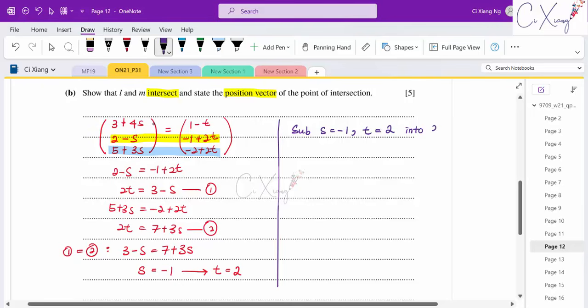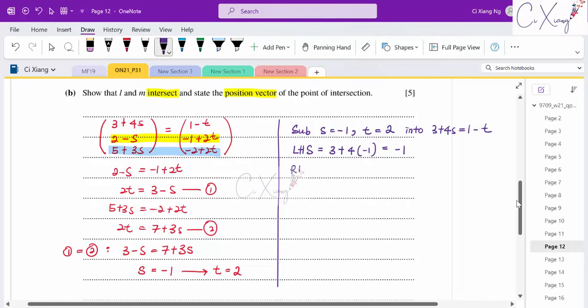Okay, so into 3 plus 4s equals to 1 minus t. So I want to check the value for the left-hand side and also the right-hand side. If I substitute into the left-hand side, I have 3 plus 4s. So s is negative 1, right, then the value that I get is negative 1.